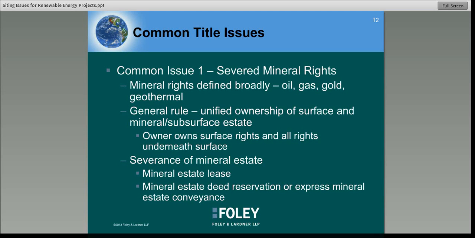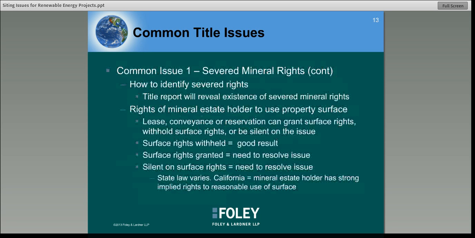What you will see sometimes is a severance of the mineral estate from the surface estate, and this can happen in a variety of ways. There can be an express mineral estate lease where the property owner will lease the subsurface or mineral estate rights to a third party, say an oil and gas exploration company, or a mineral estate deed reservation, or even an express conveyance of the mineral estate. What I mean by deed reservation is you'll have a landowner who at some time in the chain of title over the past however many years conveyed the property to a third party. But the deed or the instrument of conveyance will say, I convey this property to you, but I reserve to myself all rights to the mineral estate or the subsurface estate.